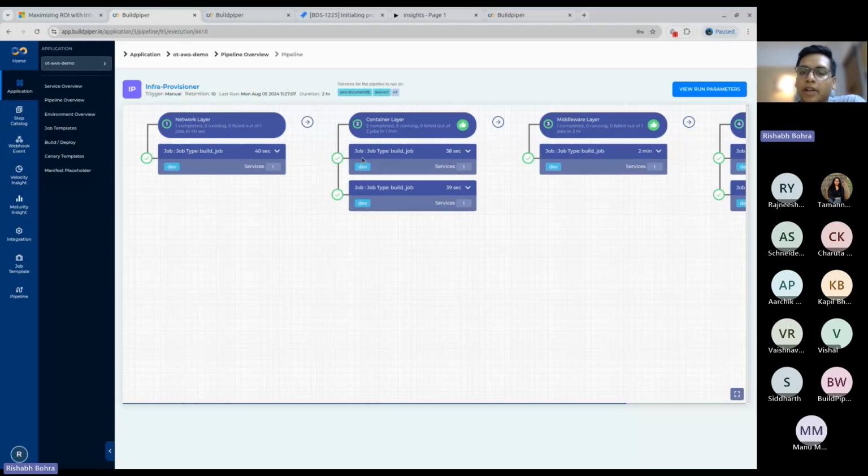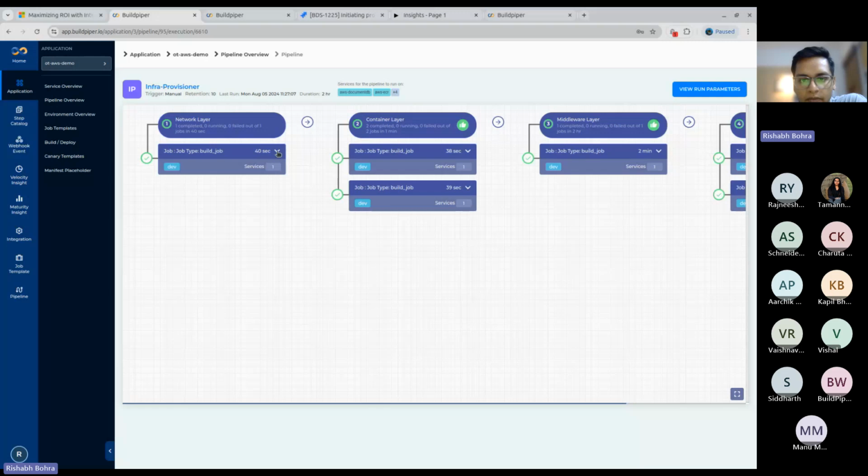So essentially, Build Piper takes up your existing modules, whatever they may be, whether it is written in Terraform, or it is a CDK or a CloudFormation stack. Build Piper has integrations for all of them. And there is no restriction on Build Piper in terms of the kind of language stack that the platform supports. It supports all the major language stacks, both modern and legacy ones as well.